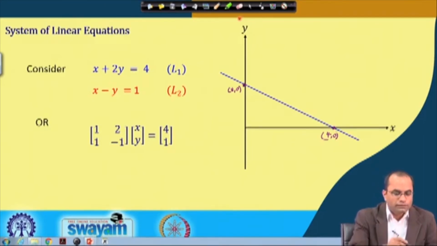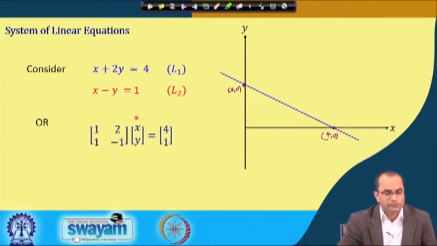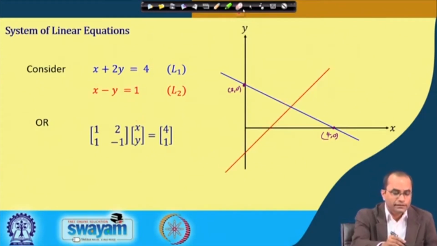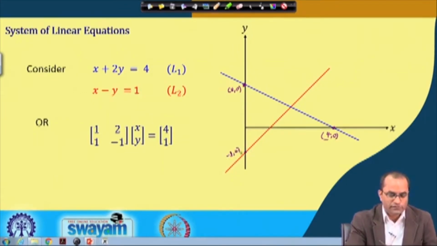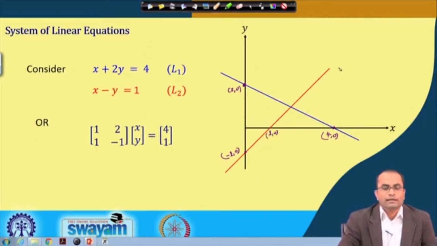So, this is equation number 1, and then we have equation number 2, x minus y is equal to 1, and that is given by this red line. Here when x is 0, y is minus 1, so this is the point 0, minus 1, and then we can have another point, for instance when y is 0, x is 1. So, this is the point 1, 0, and then we can draw this line given by x minus y is equal to 1.